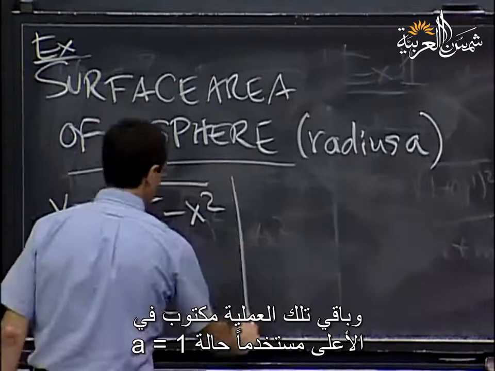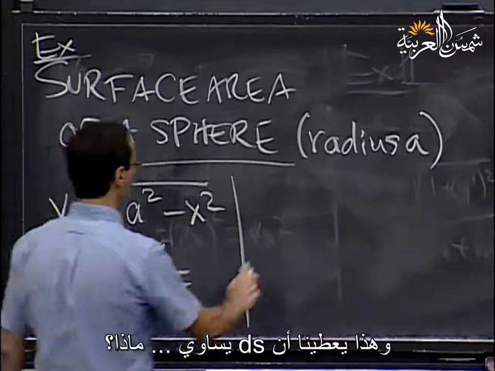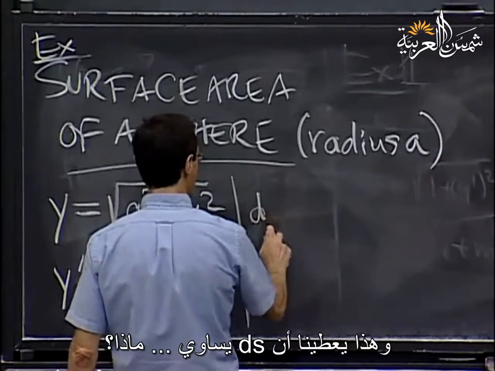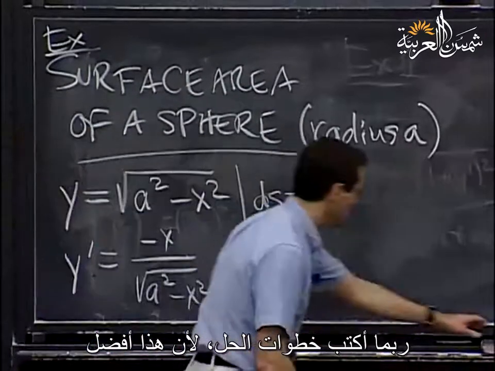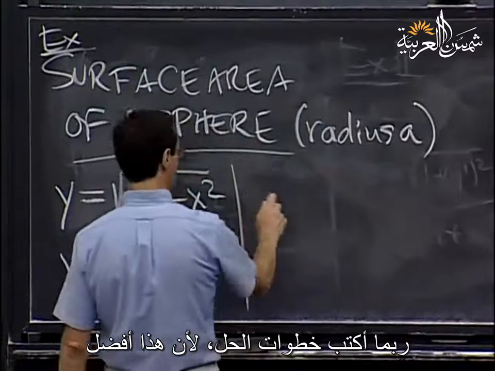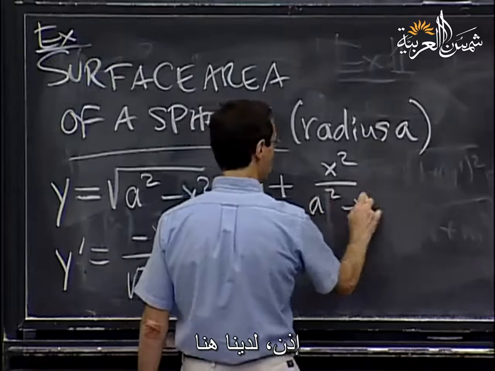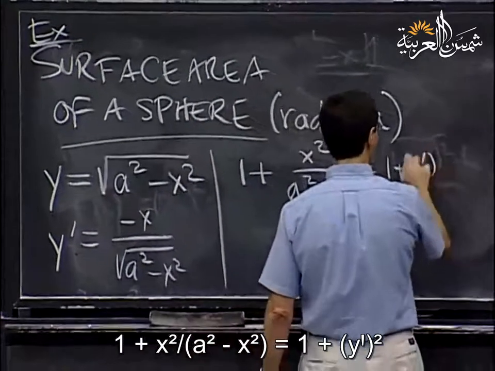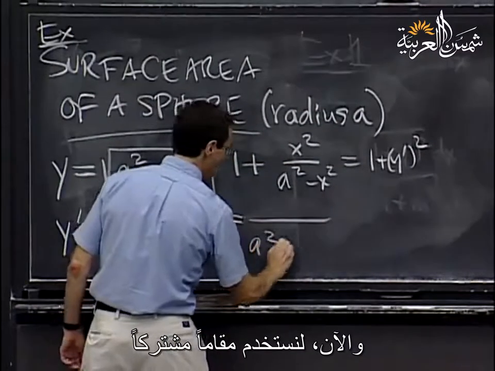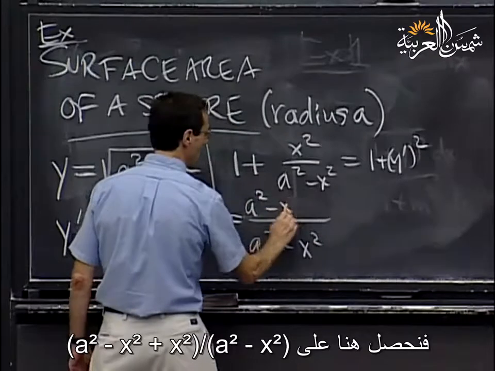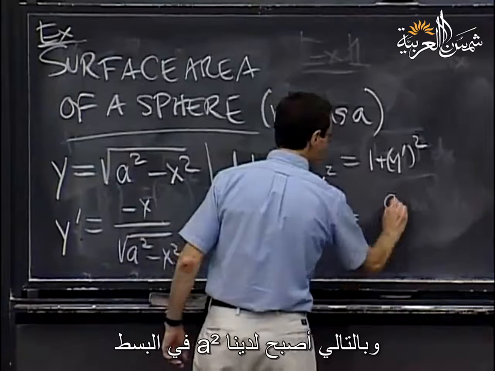And then the rest of the arithmetic, which is sitting up there in the case a equals 1, will give us that ds is equal to what? Well, maybe I'll just carry it out because that's always nice. So we have 1 plus x squared over a squared minus x squared, right? That's 1 plus y prime squared. And now I put this over a common denominator. I get a squared minus x squared, and I have in the numerator a squared minus x squared plus x squared. So the same cancellation occurs, but now we get an a squared in the numerator.